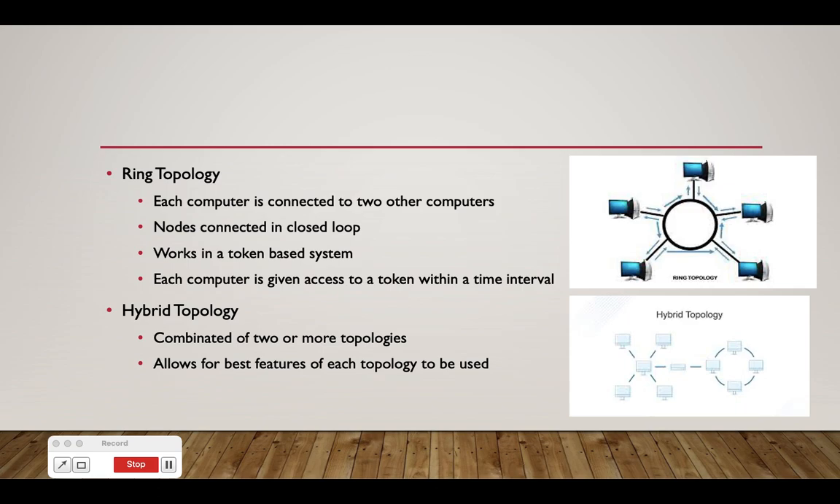Next, we have ring topology. Each computer is connected to two other computers in this kind of topology, and the nodes are connected in a closed loop. The way it works is in a type of token-based system. Each computer is given access to a token within a time interval. Next, we have the hybrid topology. It's a combination of two or more topologies, and it allows for the best features of each topology to be used.